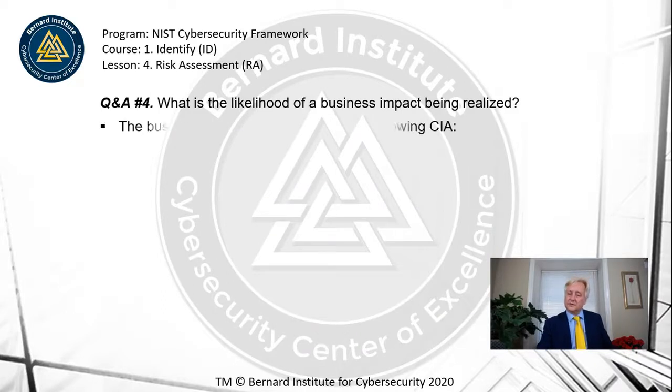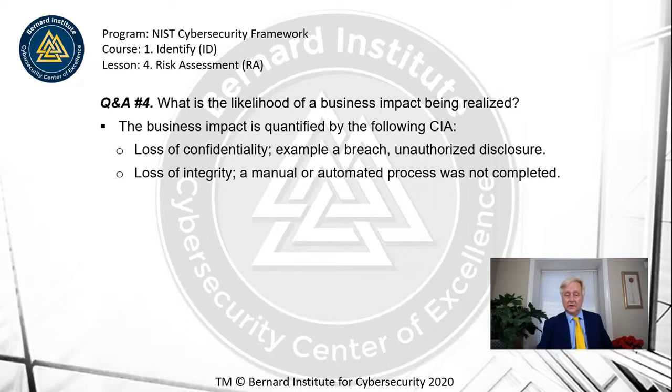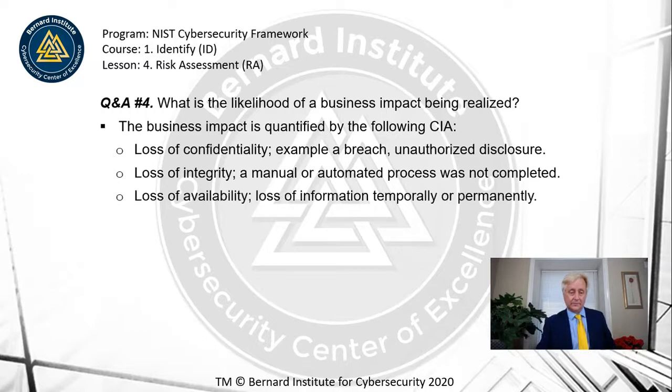What is the likelihood of business impact being realized? So we look at the business impact based on quantifying the principles again. CIA, confidentiality, integrity, and availability. Loss of confidentiality, for example, could be a breach or unauthorized disclosure. Loss of integrity could be a manual or automated process that was not completed. So we have steps that need to be followed. If someone goes from step A to step Y and misses a whole bunch of steps in between, we might have a problem with the information that they're working on or sharing with other people. Loss of availability. Again, we don't want to lose information temporarily or permanently.